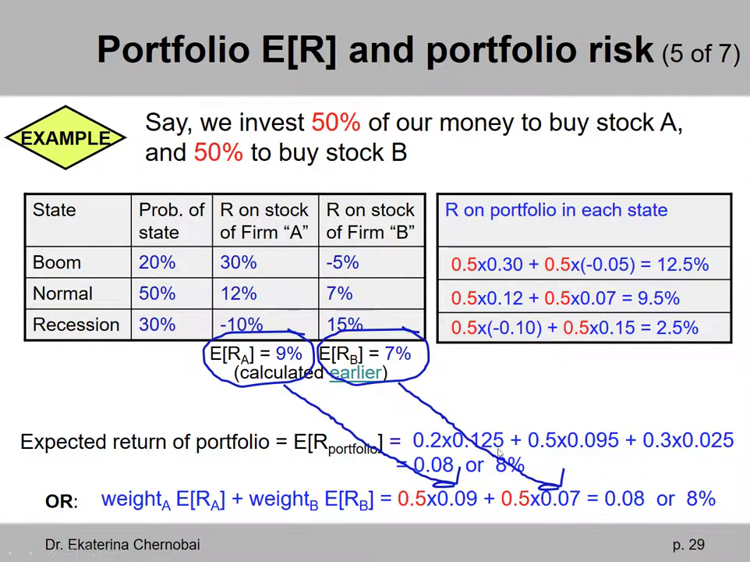So there are two ways of doing the calculations. It doesn't matter which one you do. Both require the same amount of work. Even though the second method seems much faster, keep in mind that we are not given the 9% and the 7% expected returns on A and B.